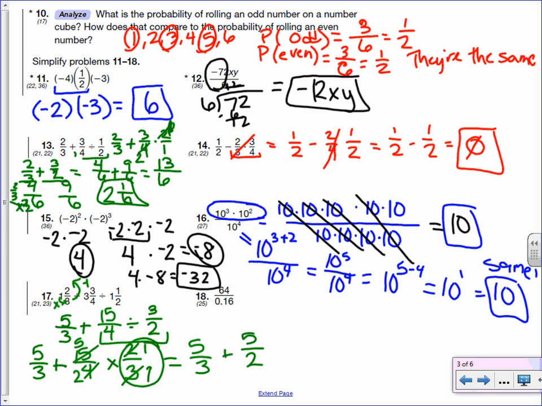Again, 2 and 3 are going to have a common denominator of 6. So we have 5/3 equals something over 6. To go from 3 to 6, I multiply by 2. Do that on the top, and I get 10.